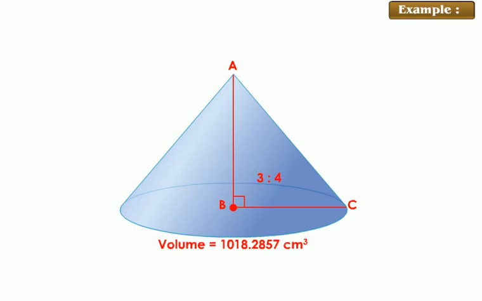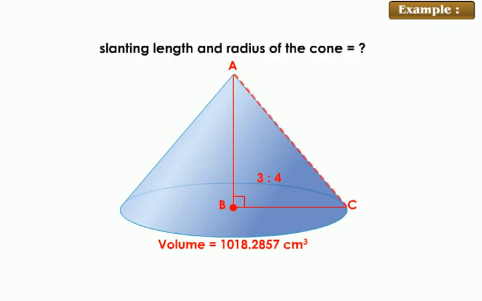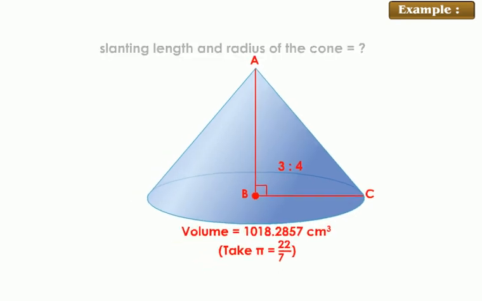Now on to the next problem. The question says, the radius and height of a right circular cone are in the ratio 3:4. If the volume is 1018.2857 cm³, find the slanting length and radius of the cone. Students, here, take the value of pi to be 22/7. Now, let us look at the solution.